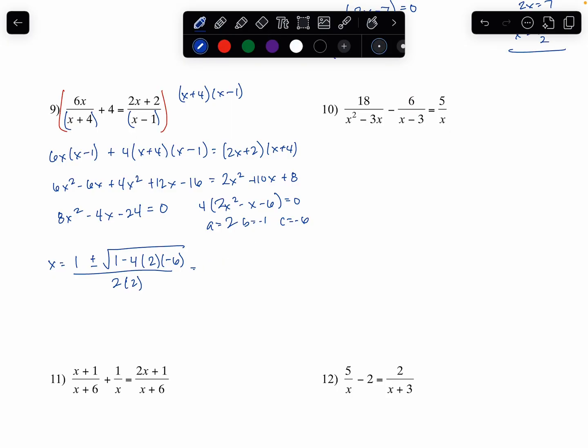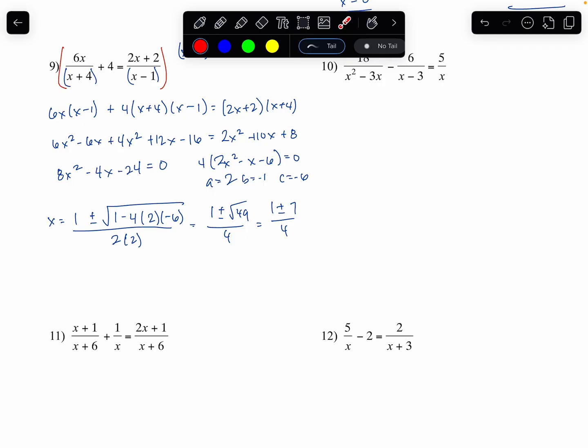So this is going to be 1 plus or minus. We're going to do 1 minus 4 times 2 times negative 6. And then that's going to be the square root of 49 over 4, so that's going to be 1 plus or minus 7 over 4.